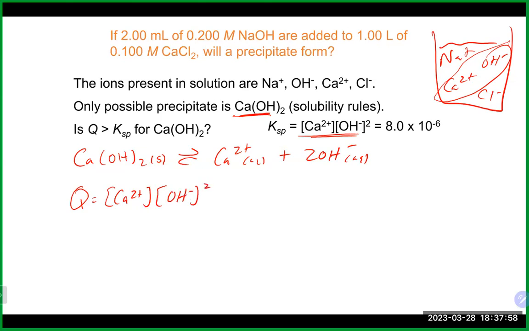The key here is we want the concentration of each of those ions when they're mixed together. So we do need to figure out the concentration of, say, the hydroxide. The only source of hydroxide is sodium hydroxide, so it would come from there. This is a little M1V1 equals M2V2 action going on. Solving for M2 would be M1V1 divided by V2.